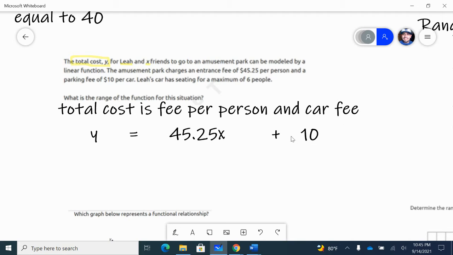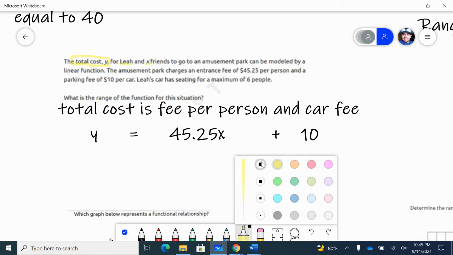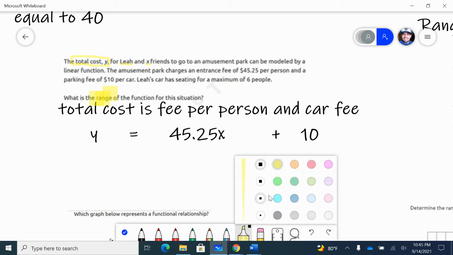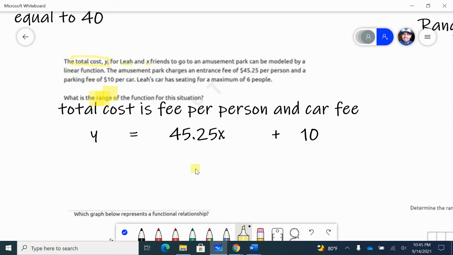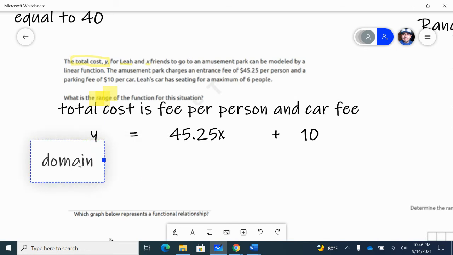Now the next part says, what is the range? Right? And the key word here is range. If you look back over here, well, for me to be able to find my range, I first need to identify my domain. So what is my domain? Well, my domain is a set of inputs. So looking at this problem, what is my domain? Well, my domain, which is x, is the number of people going.